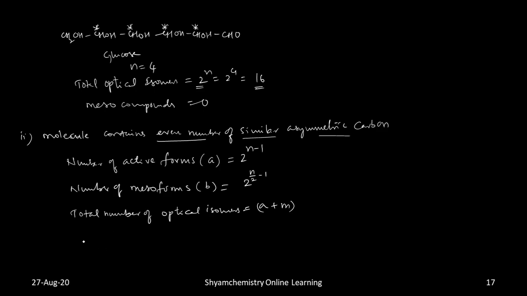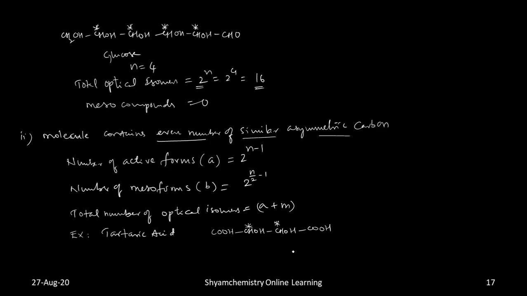Let us take an example, tartaric acid. Okay, what is tartaric acid? COOH, CHOH, CHOH, COOH. It is tartaric acid. In this case, we have two asymmetric carbons or chiral carbons.